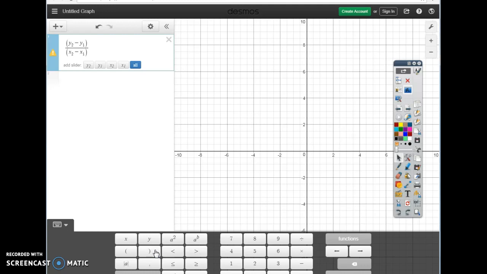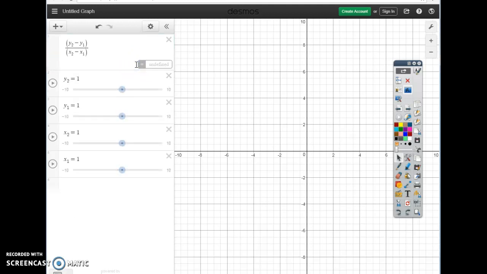And then we're going to click this blue button because I want all the sliders on. And then it does the formula for you. So you can type any numbers you want for your y2, your y1, your x2, your x1, and it's going to give you the answer. Okay? So let's try it.